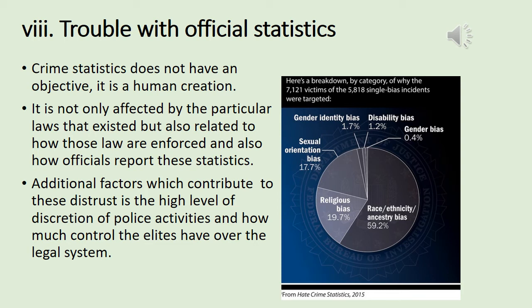It is not only affected by the particular laws that exist, but also related to how these laws are enforced and also how officials tend to report these laws. For example, there are two boys. They're about to do the same two suspicious things. However, one boy is from a working class, the other one is from a middle class. As you can see where this is going, which one do you think the police will tend to suspect more? The one in the working class or the one in the higher middle class?